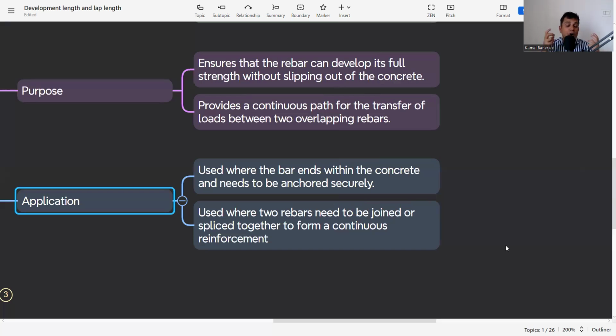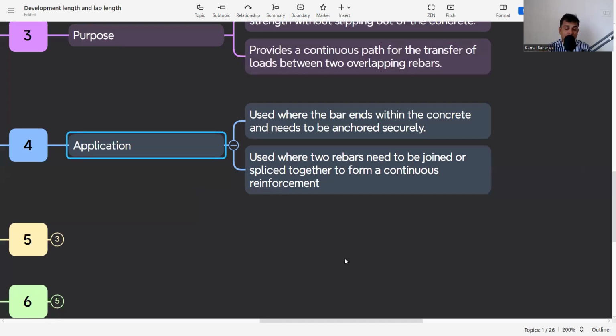In the pile cap also, the pile needs the development length, or where the column or the pier is coming from the pile cap, the development length is also required. So wherever two different members meet and one member is transferring load to another member, development length is needed. Lap length is used where two rebars need to be joined or spliced together to form continuous reinforcement, to transfer the load smoothly from one bar to another bar.